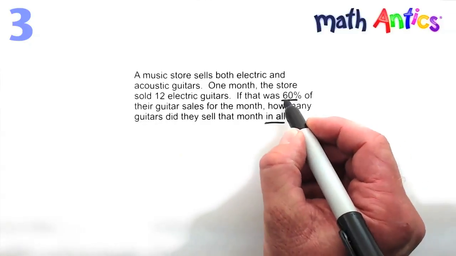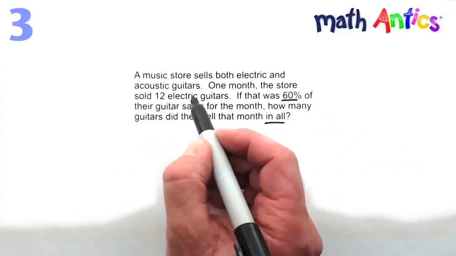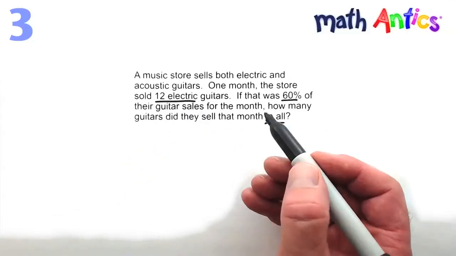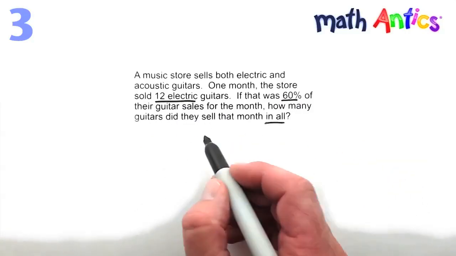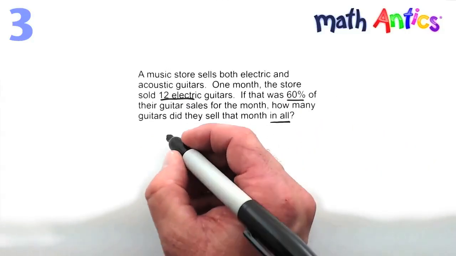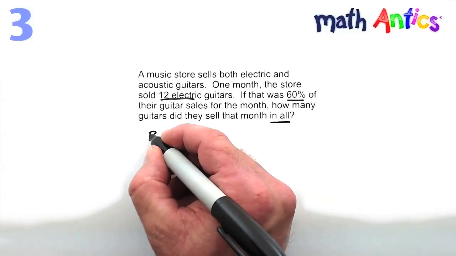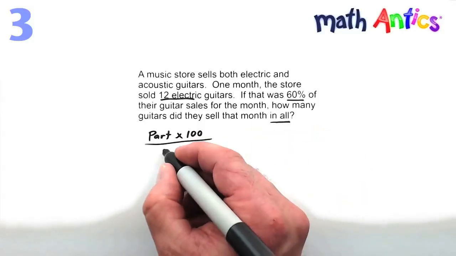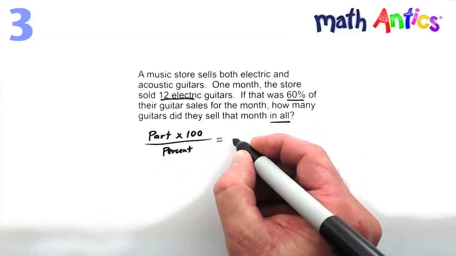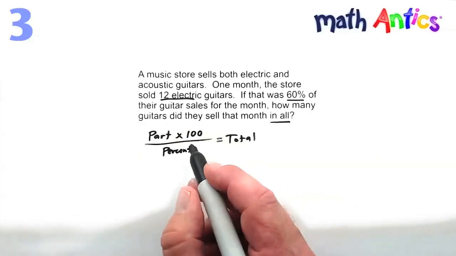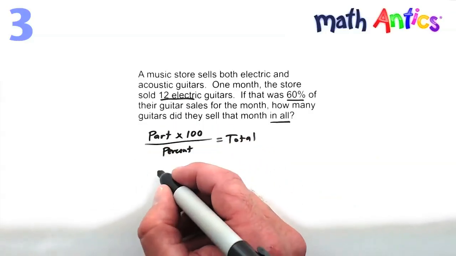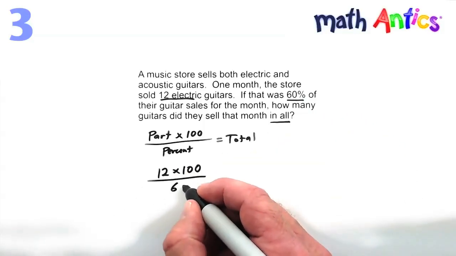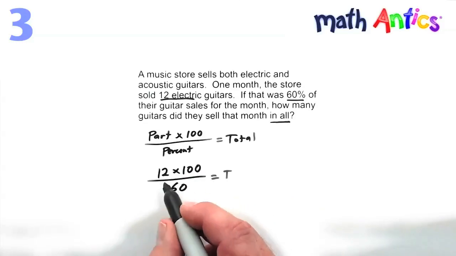And we can tell that also by the things that we do know. We know the percent is 60, and we know that that 60% represents 12 electric guitars. That's the part of the guitars that were electric. There's another part that's acoustic, and when they're combined, we'll get the total. So we take our formula for finding the total, which says that we take the part that we know, we multiply that times 100, and we divide it by the percent, and that's going to give us the total. So we just plug in what we know. 12 is the part that were electric, so we'll plug in 12 on top times 100, and then the percent is 60%.